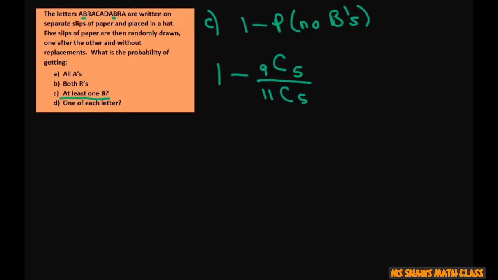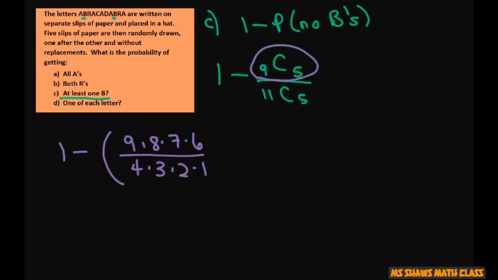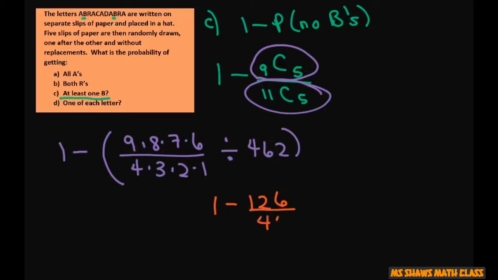All right. Now simplifying this, you get 1 minus 9 times 8 times 7 times 6 divided by 4 times 3 times 2 times 1. I just did this part. And this is 462 from my other problems. So this is 462. And then you can do from part A, you can say this is 1 minus 126 divided by 462. And that equals 9 divided by 11.